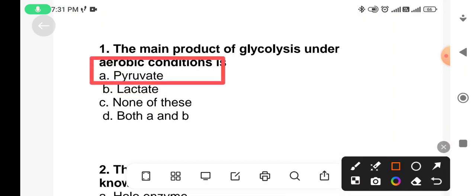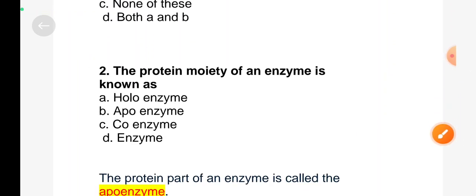Next question. The protein moiety of an enzyme is known as: option A, holoenzyme; option B, apoenzyme; option C, coenzyme; option D, enzyme. Correct answer is option B, apoenzyme.